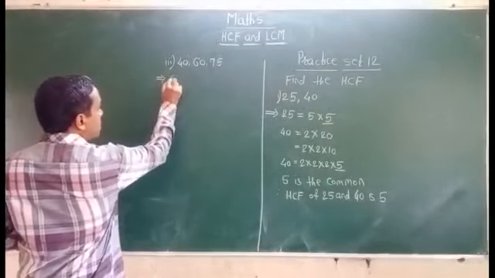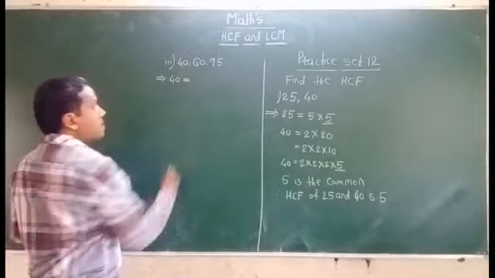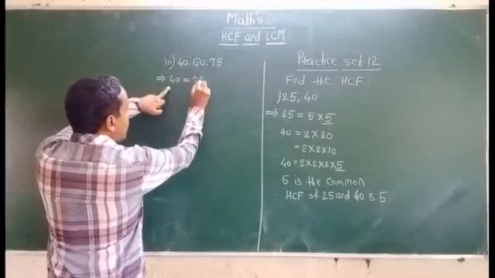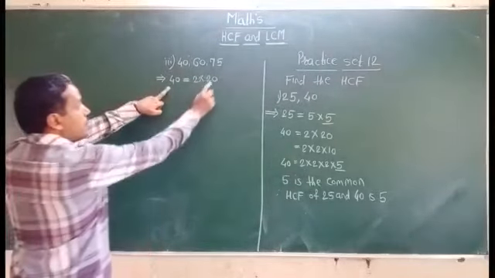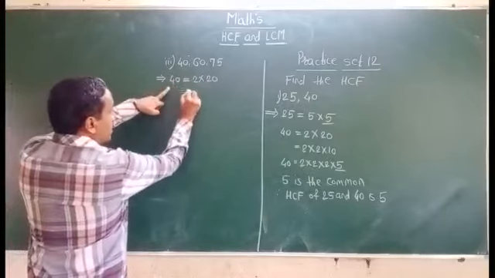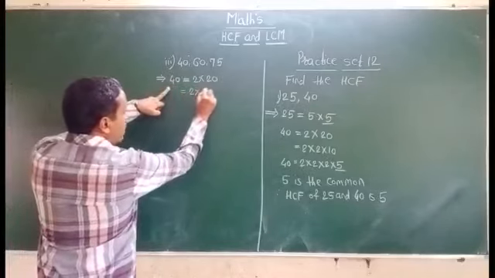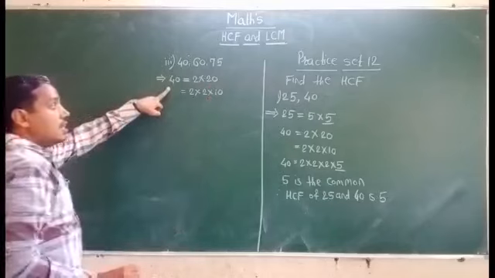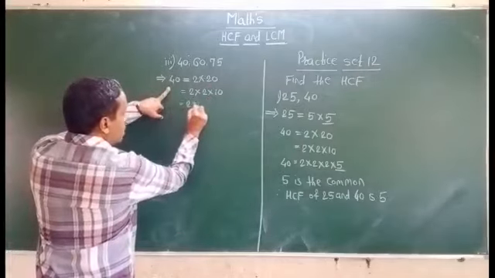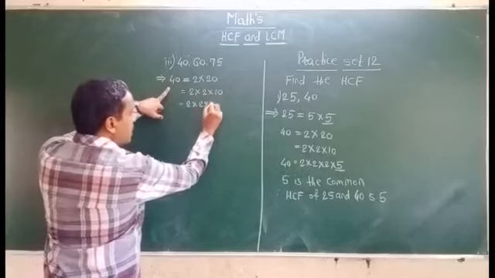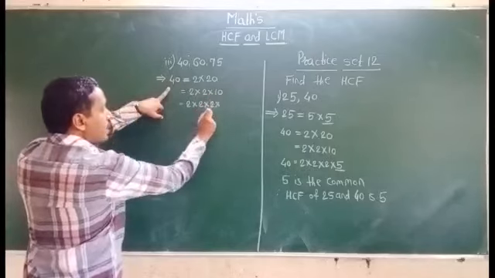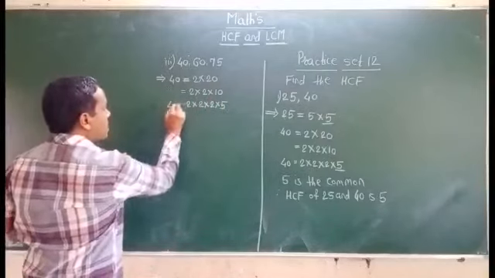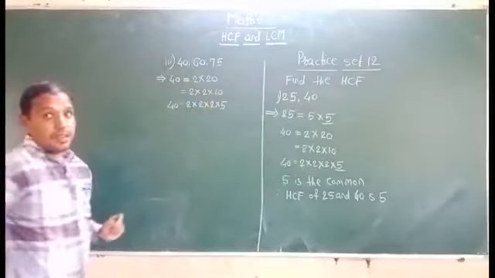First of all, we get the prime factors of 40. 40 is completely divided by 2, and we get 20. 20 into 2 is 40. Then 20 is again divided by 2, and we get 10. Then 10 is again divided by 2, and we get 5. So the prime factorization of 40 is 2 into 2 into 2 into 5.